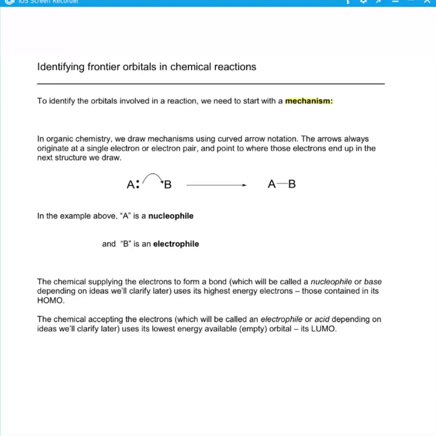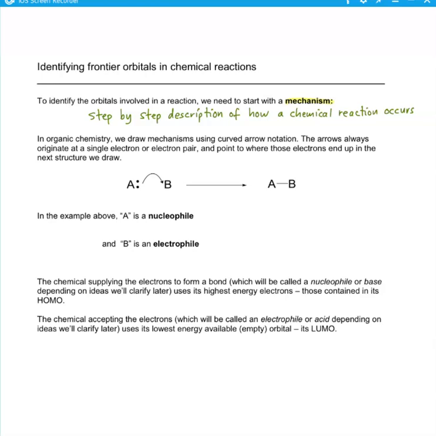Okay, now, a mechanism, just to remind you from chemical kinetics that you saw in Gen Chem, is a step-by-step description of how a chemical reaction is occurring. Now, in general chemistry, when you wrote mechanisms, you wrote a series of equations. So step one, there would be a chemical equation. Step two, a different chemical equation, and so on.